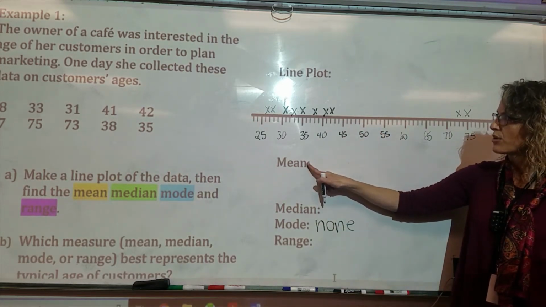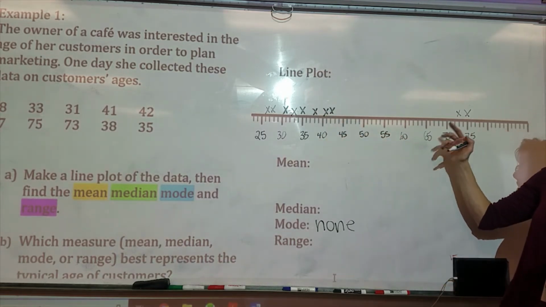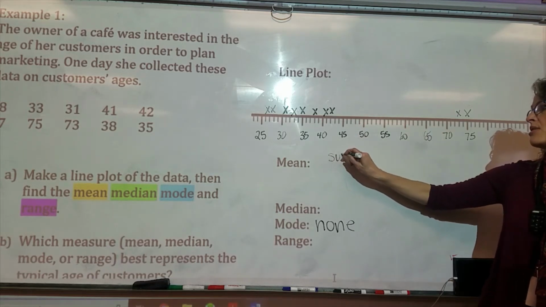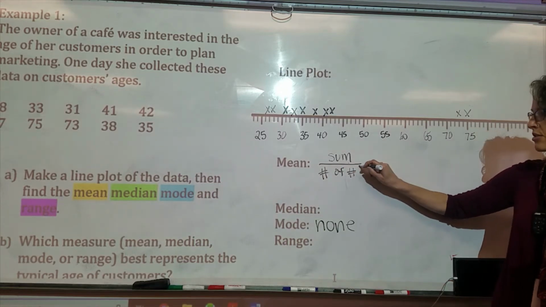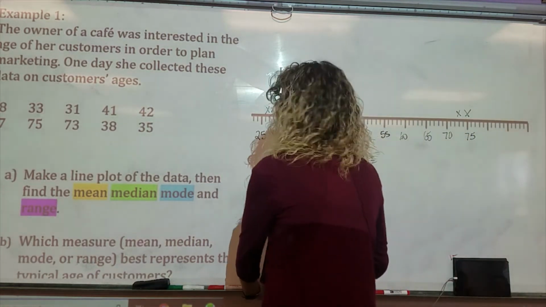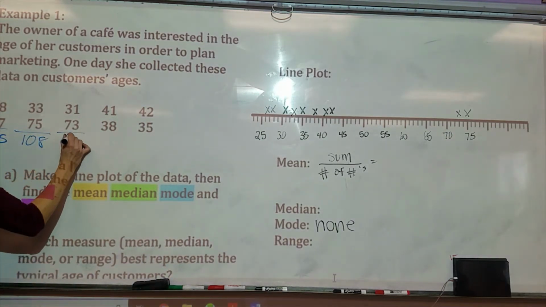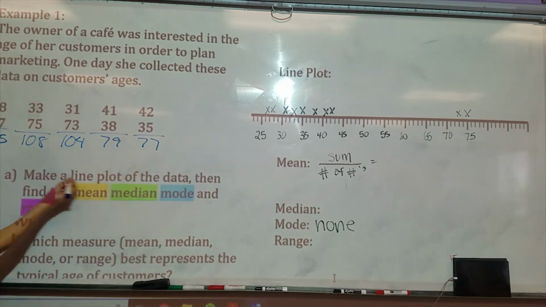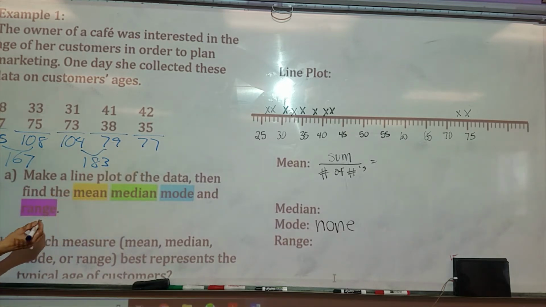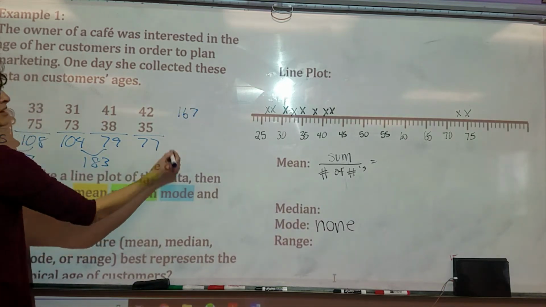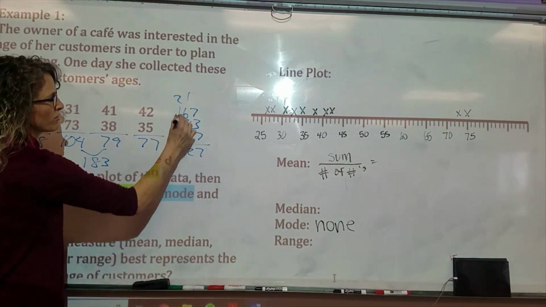Let's talk about the mean. What is the average age of my customers? It's not the one in the middle. If I add them all together, it's the sum of the numbers divided by the number of numbers. So we're going to add those up really quick. I'm going to switch markers. All right, so this is going to give me 55, 108, 104, 79, 77. Let's add those. That's 167, 183. Then we'll throw the 77 on there.